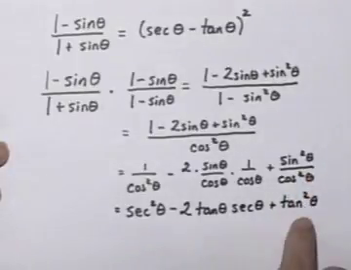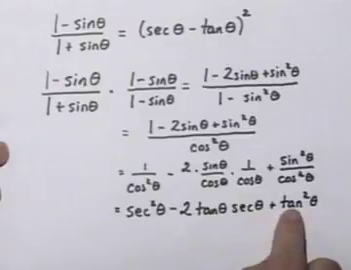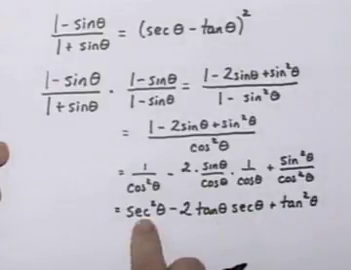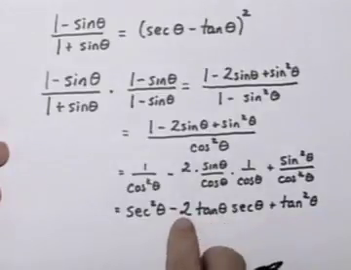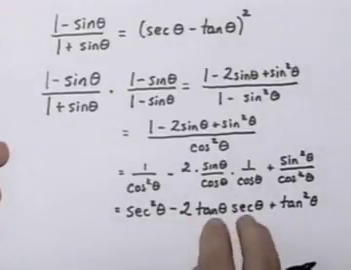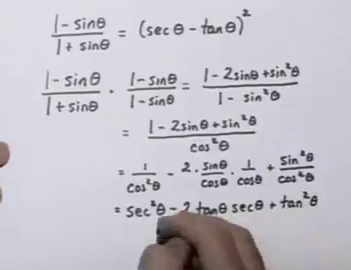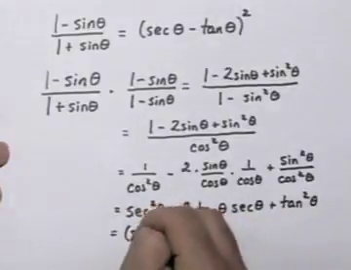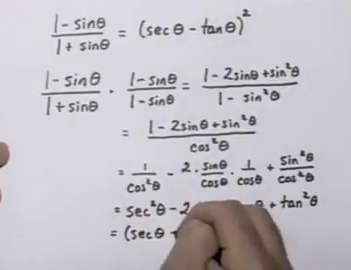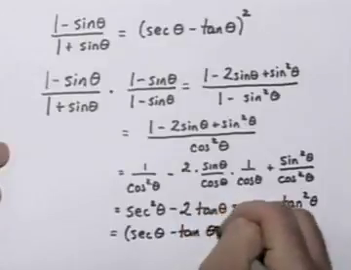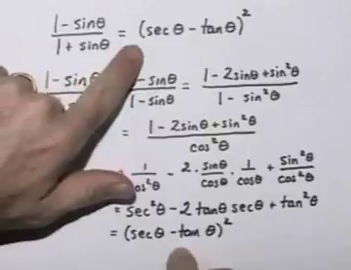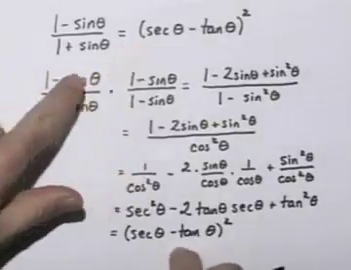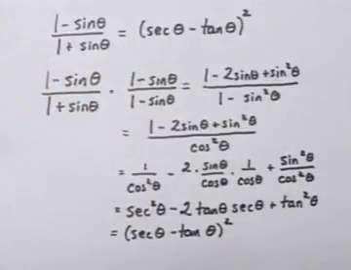Now if you look at this, it's a perfect square trinomial. Secant is being squared, tangent is being squared, and the middle term is 2 times the first and last terms. So this is just going to factor to secant of theta minus tangent of theta, quantity squared, and we have what we had on the right-hand side of the equation. Therefore, we've established the identity.